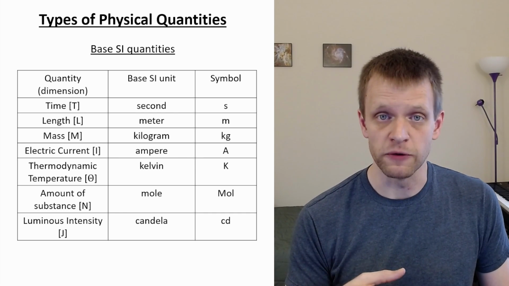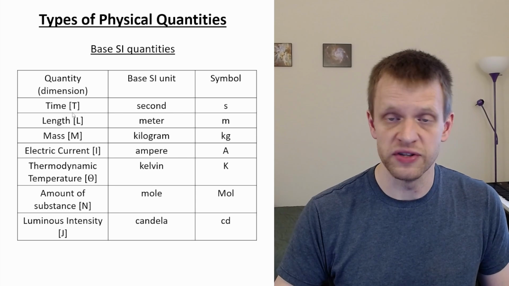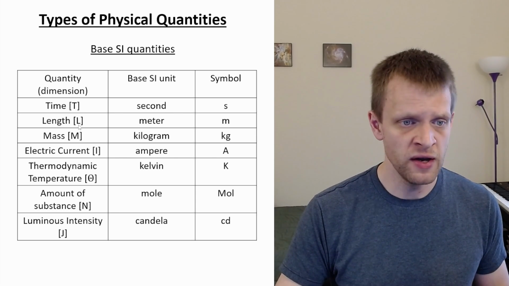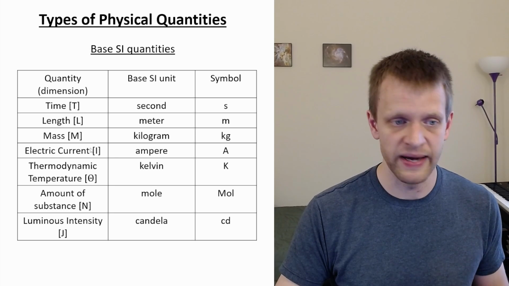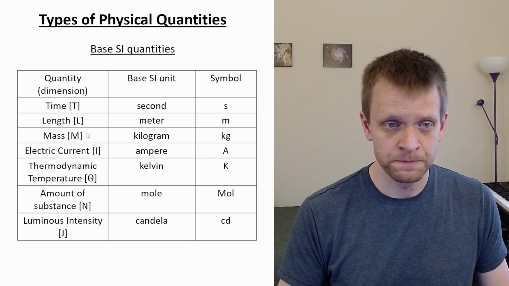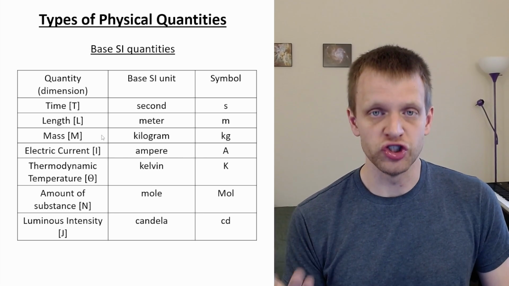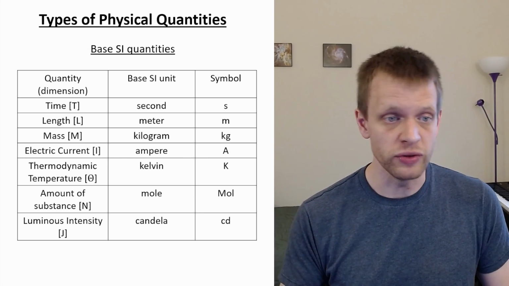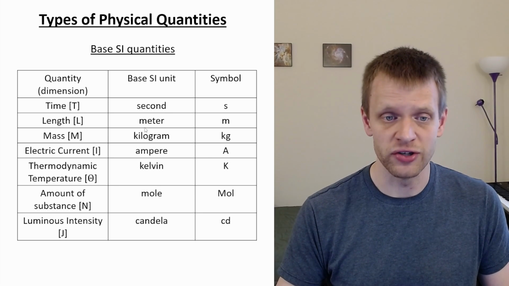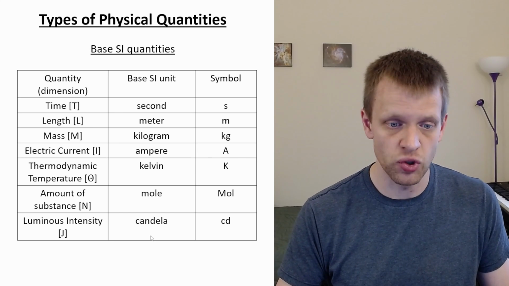Okay? So for example, for time, I'm going to use these square brackets to denote the dimension of the quantity. So times are going to be capital T, lengths are going to be capital L, masses, electric currents, so on and so forth. That's what I'm going to use the square brackets for. And in the metric system, we have kind of our generally used assumed unit for these. So times are generally going to be measured in seconds. Lengths are generally going to be measured in meters. Masses are going to be measured in kilograms, so on and so forth.